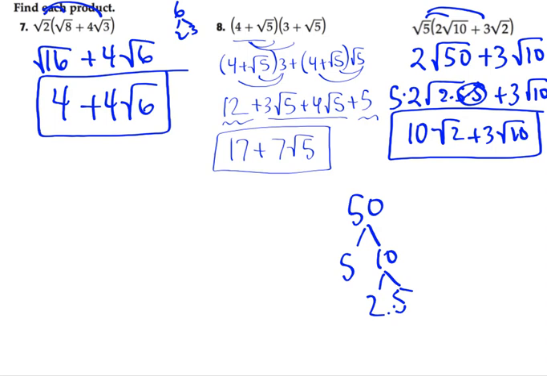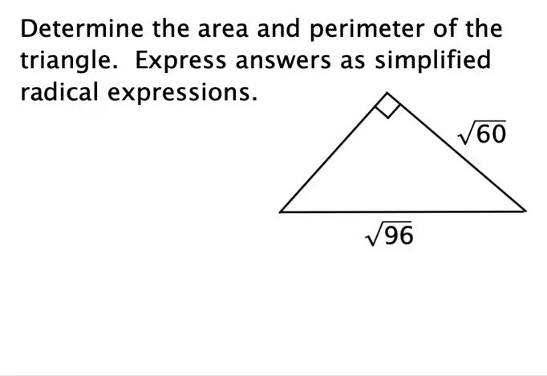Let's go over a couple of situation problems, or word problems. Determine the area and perimeter of the triangle. Express answers as simplified radical expressions. Well, the first thing we'll need to do on this one is find the length of this side, which we can use the Pythagorean theorem to do so.